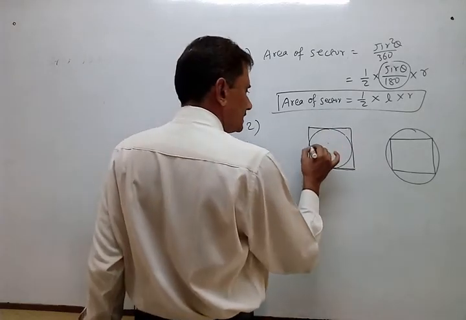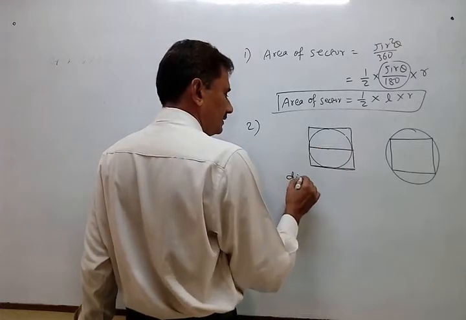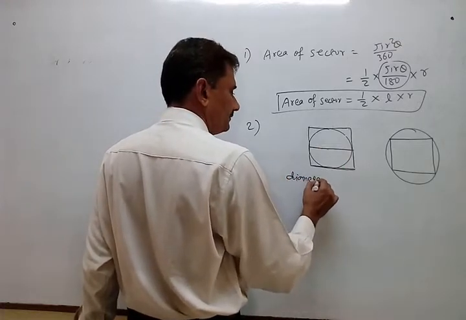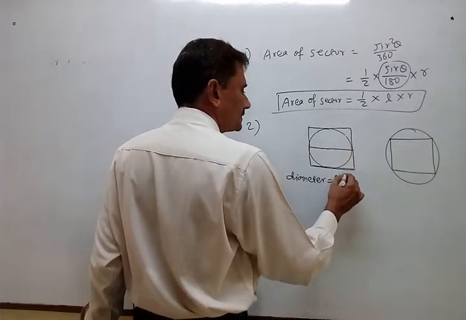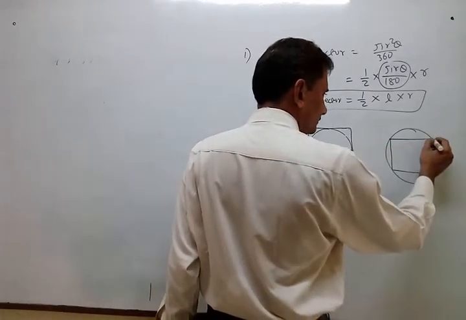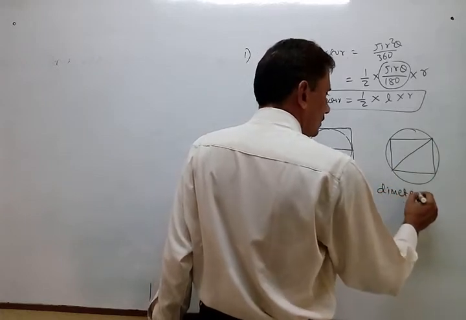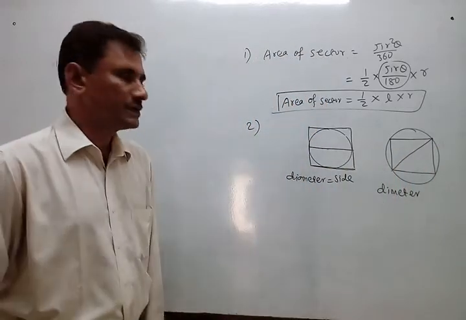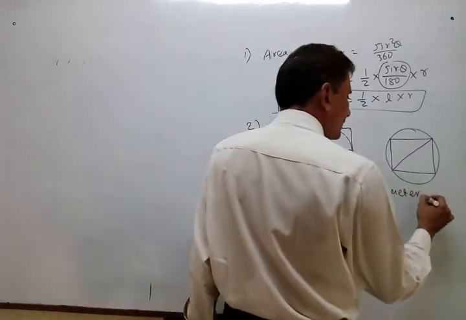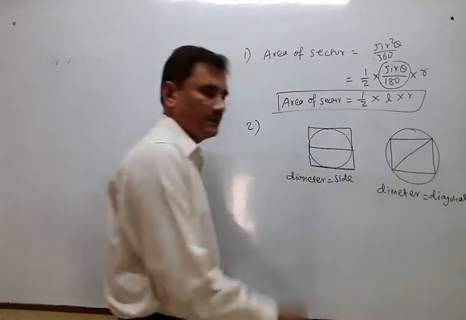Now what is the relation between them? Suppose it is a figure like this, then diameter and side are equal. Diameter of circle and side of square will be equal. And here, diameter of circle and diagonal of square will be equal.